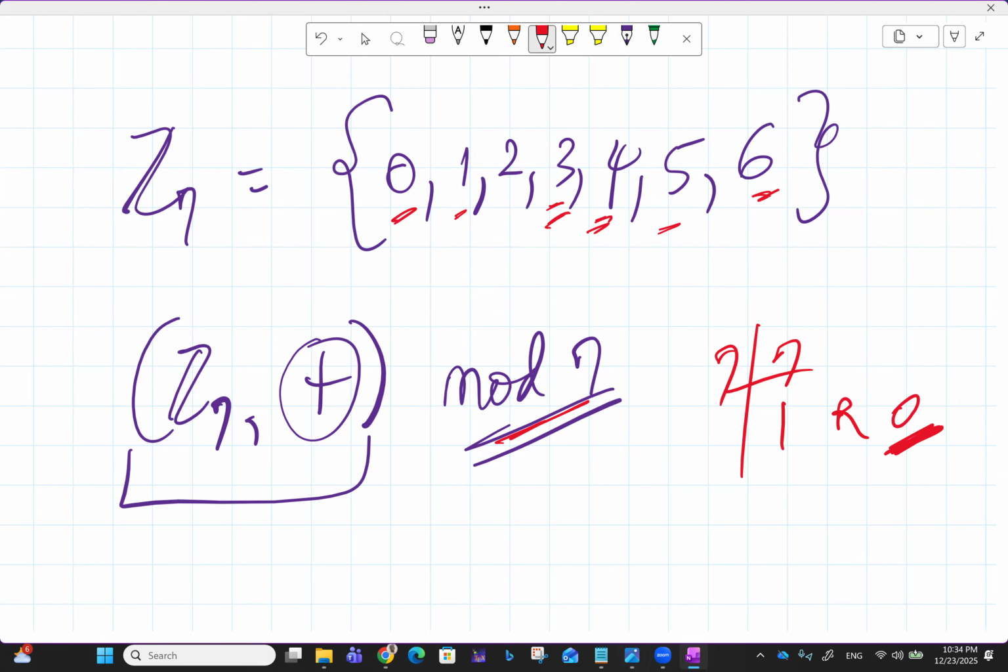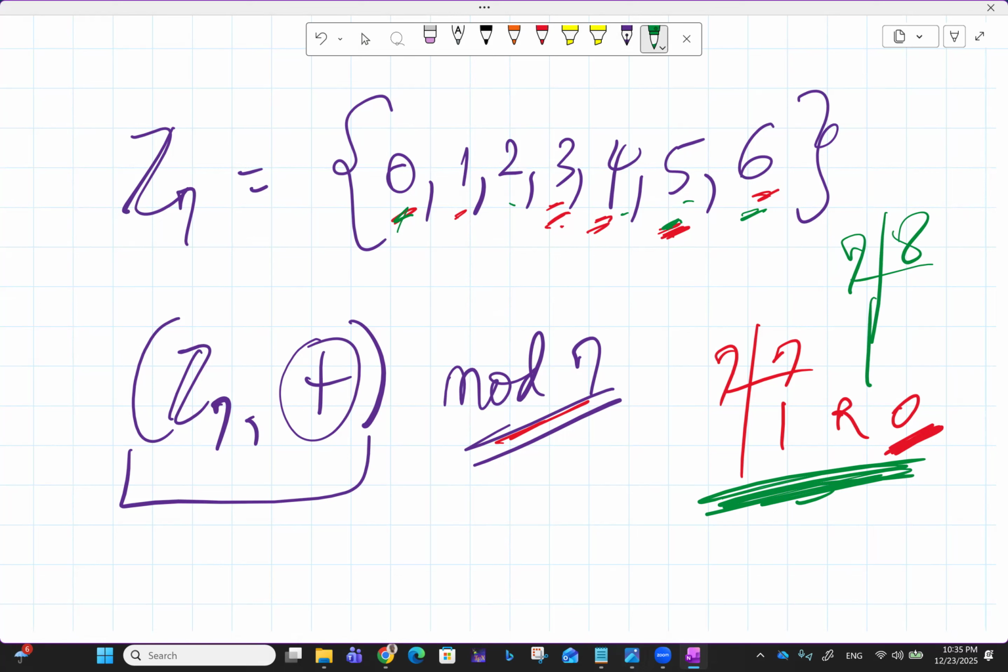That's for 1. For 2, you have 2 plus 0 is 2. 2 plus 1 is 3. 2 plus 3 is 5, that's here. 2 plus 4 is 6. 2 plus 5 is 7, and 7 mod 7 is 0. 2 plus 6 is 8. Now, 8 divided by 7, because we are working in mod 7, is 1, remainder 1. So this 1 is what you pick.